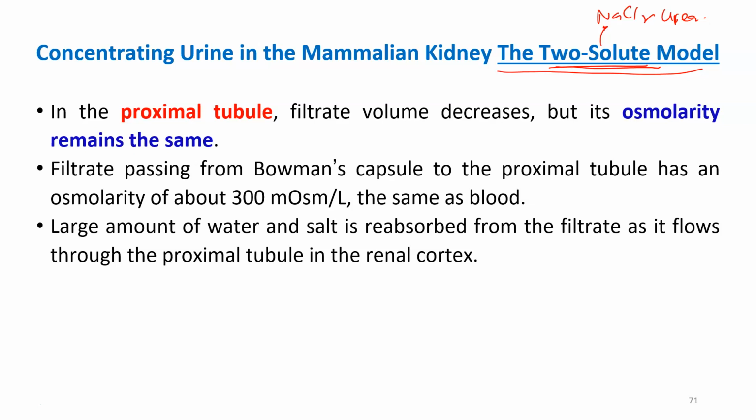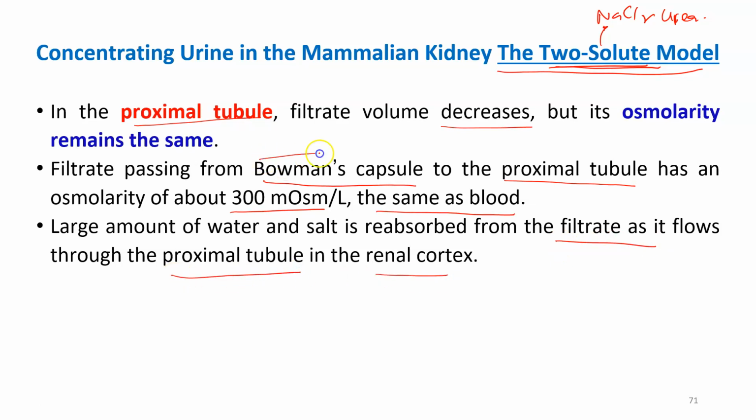So in the proximal tubule, filtrate volume decreases, but its osmolarity remains the same. So filtrate passing from the Bowman capsule to the proximal tubule has an osmolarity of about 300 milliosmol, which is the same as the blood. A large amount of water and salt is reabsorbed from the filtrate as it flows through the proximal tubule in the renal cortex.